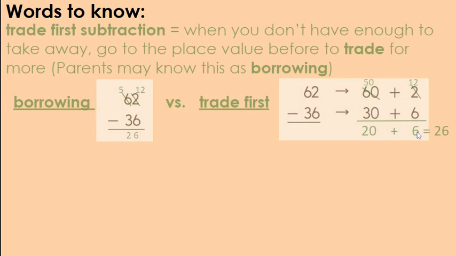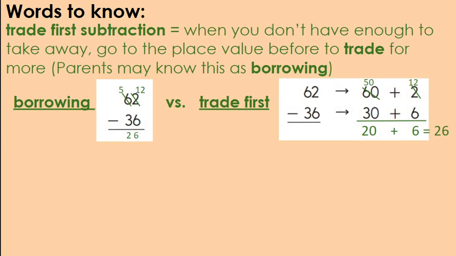Here are some words you need to know for today's lesson. Trade first subtraction is when you don't have enough to take away, so you go to the place value before to trade for more. Parents may know this as borrowing. If you needed to pause the video to take a look at the difference between borrowing and trading first, you may.